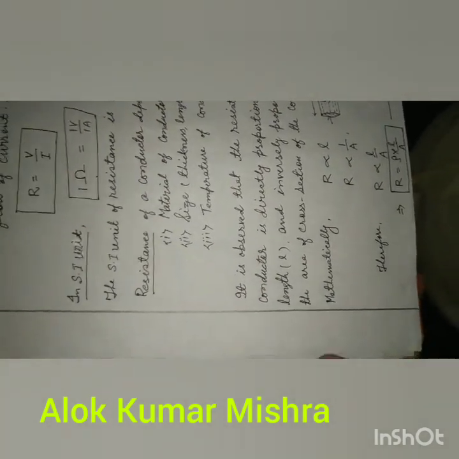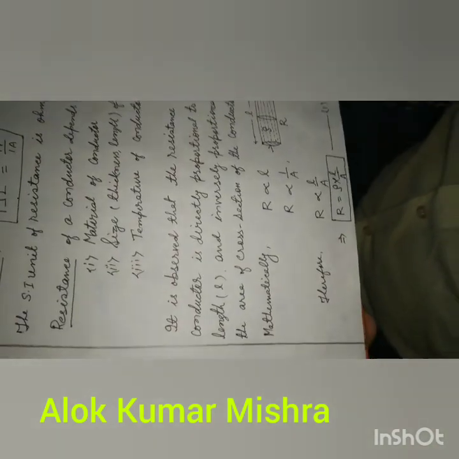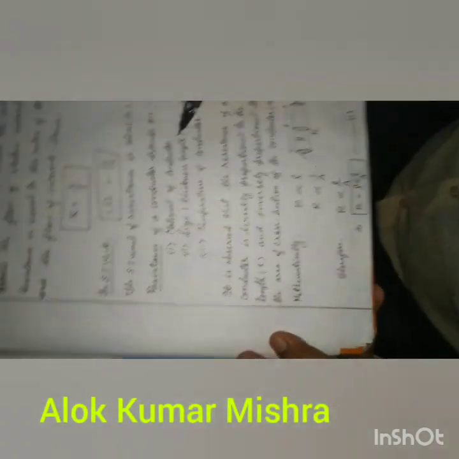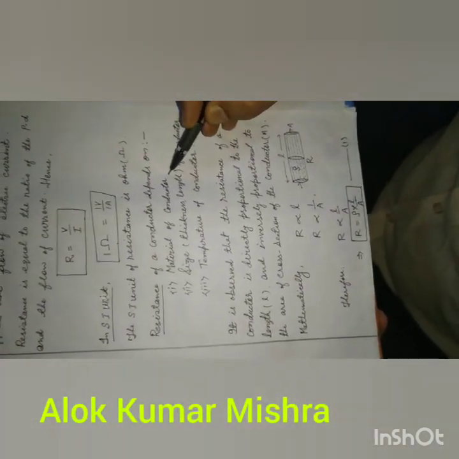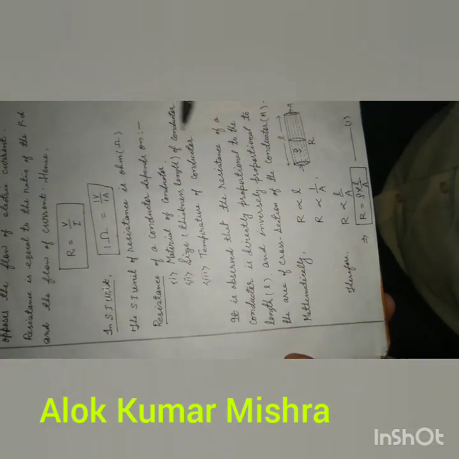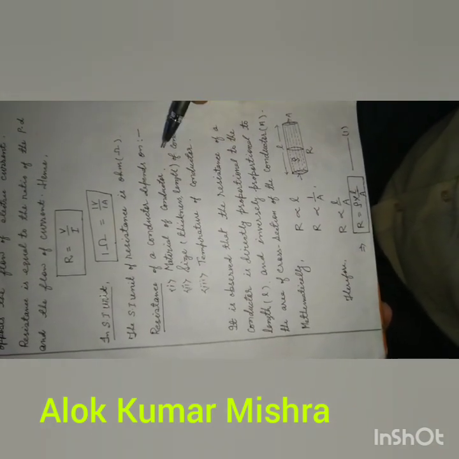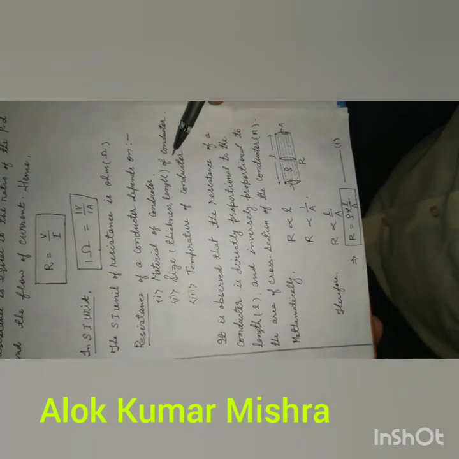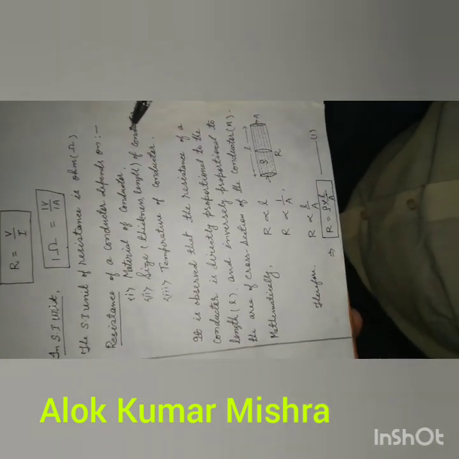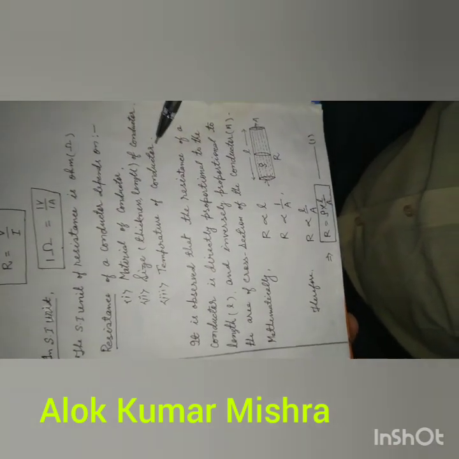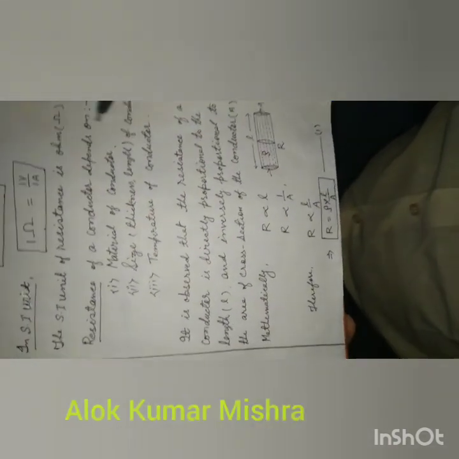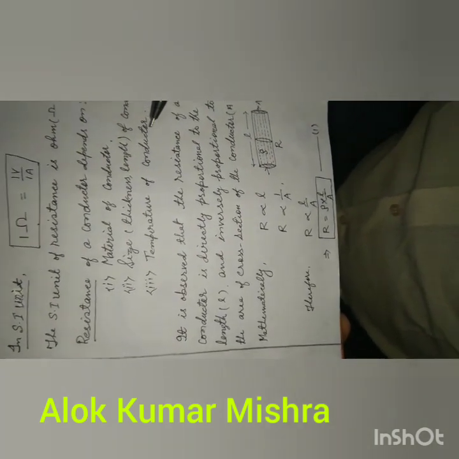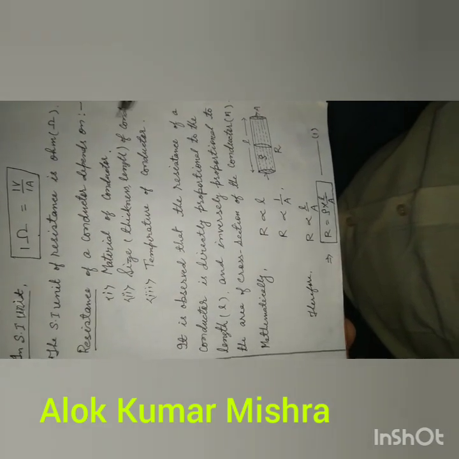Okay, what are the factors on which the resistance of a conductor depends? The resistance of a conductor depends on the nature of the material from which the conductor is made, the size of the conductor, length, thickness, etc., and the temperature of the conductor. These are the three important points on which the resistance depends.